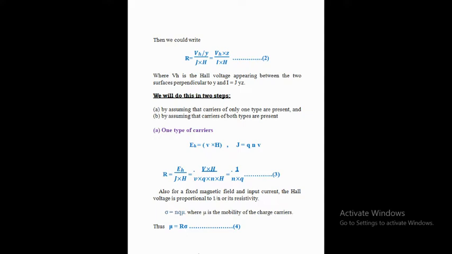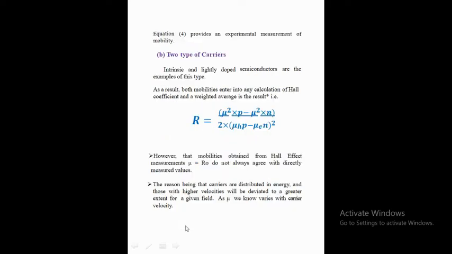We can define the mobility of the charge carriers: number density times charge times mobility is the conductivity of the sample. From this relation we get the relation between conductivity, mobility, and the Hall coefficient. So we can measure the mobility from the Hall coefficient of the sample, multiplied with the conductivity of the sample.